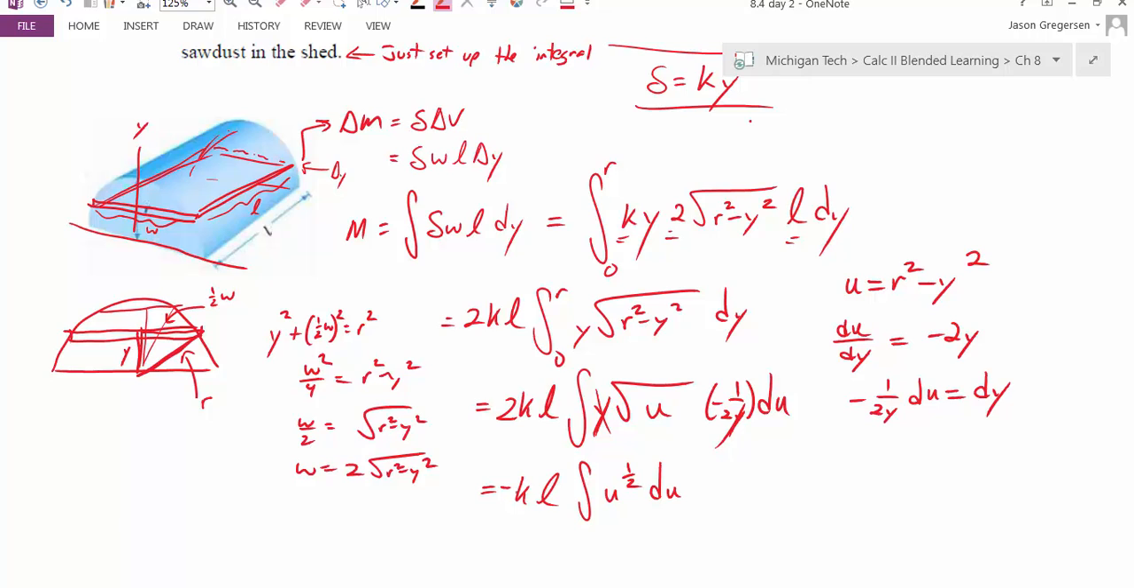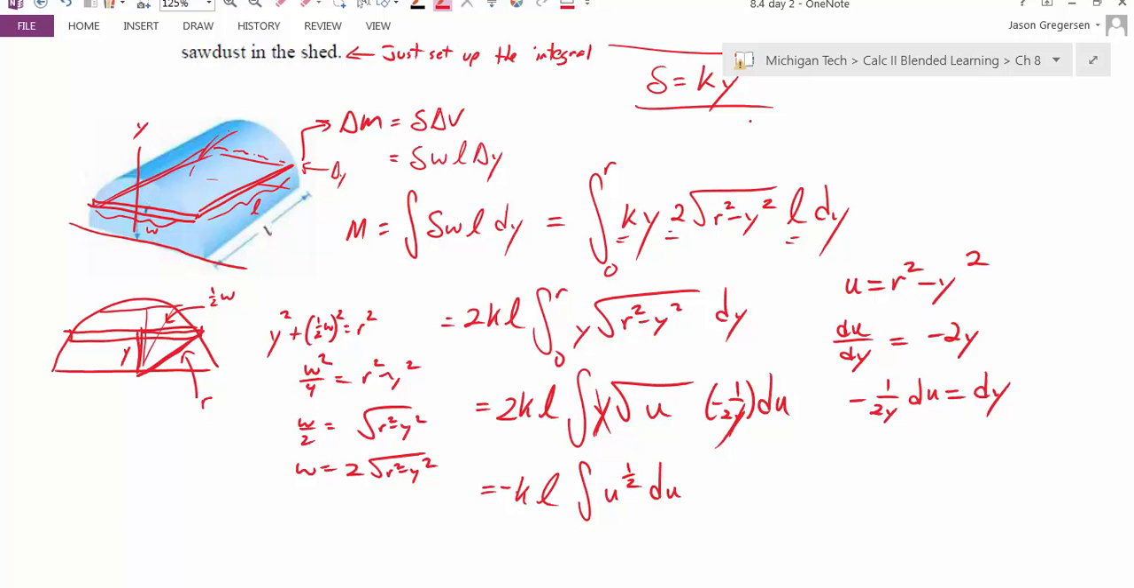u equals r squared minus y squared. I take the derivative with respect to y. I get this value. I solve this thing for dy, and then I plug in my values. So I have my constants. I'm integrating. I leave my y. I take the square root of u. That's where my substitution did. I plug in my value for dy. All my y's cancel out, which makes me pretty happy. Right, and I just simplify the integral from here.